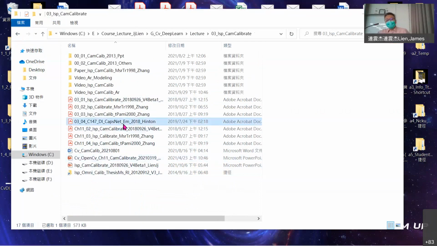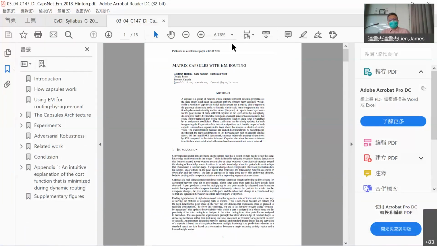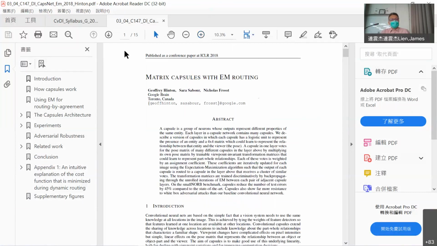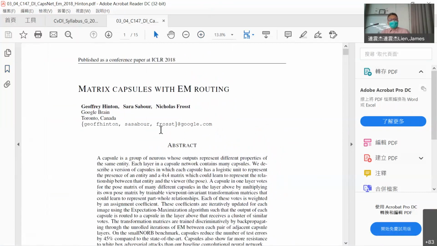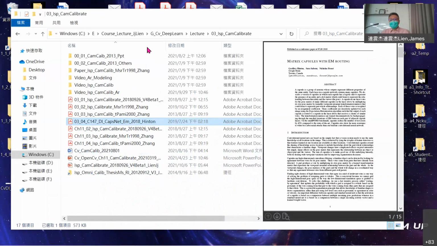that people already published a paper. This famous guy, Hinton, right? Hinton is very famous, Google Brain at Toronto University. They already published a paper trying to solve the loss function using the EM method. And they proved there's a better result, but it's still complicated. So we don't need to use it until it gets mature.